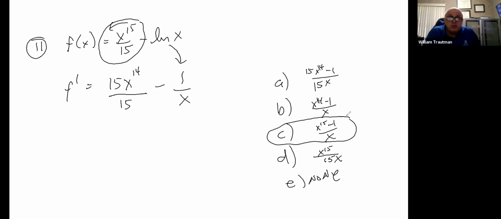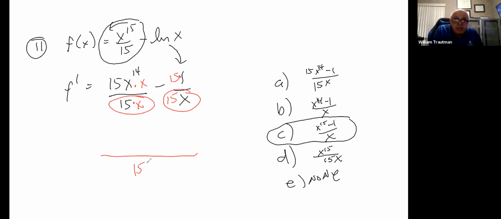So you have to do the math to try to make it look like C. You know, this answer is not on there. The way you make them look the same is you get a common denominator. So my common denominator will be 15x. For me to get 15 here, I have to multiply the top and bottom by 15, and I got 15x on the bottom. To get x over here, I have to multiply this by x and x, right? So now I have 15x on the bottom.